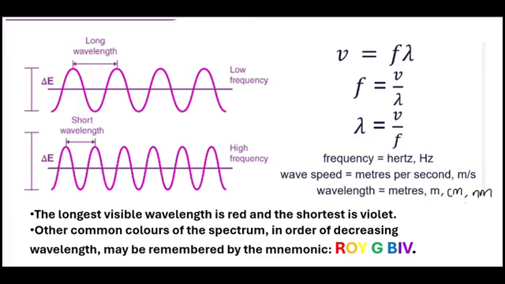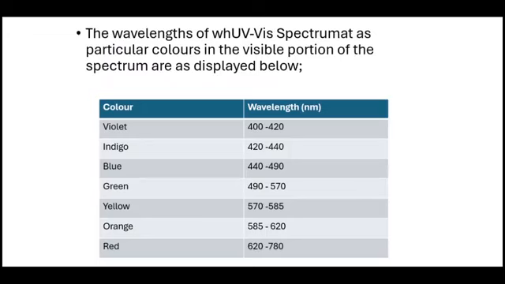Other common colors of the spectrum, in order of decreasing wavelength, may be remembered by the mnemonic Roy G. Biv. Each letter represents a color: R for red, O for orange, Y for yellow, G for green, B for blue, I for indigo, and V for violet.